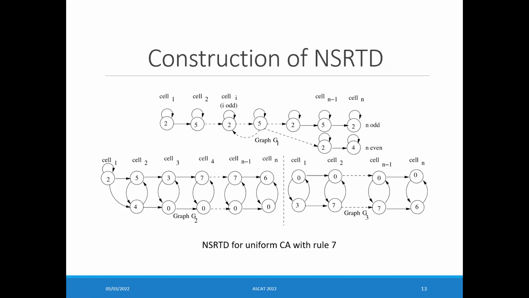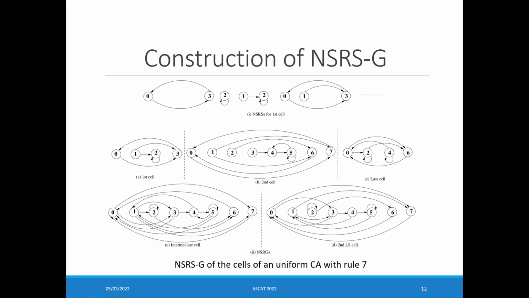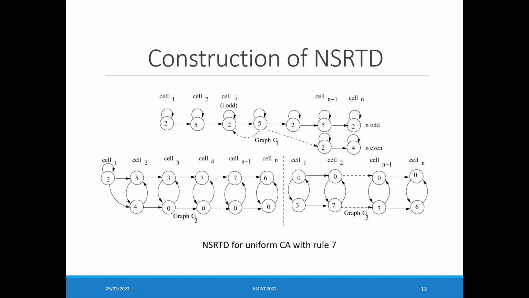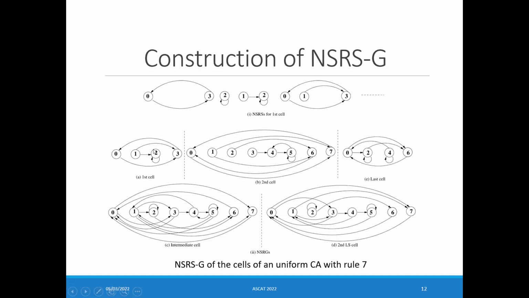And from the NSRSG, we can construct the NSRT diagram. So by finding out the compatibility class as 2, and there is a self-loop in 2, and there is a self-loop in 5. In the first cell, we can identify that there is a self-loop in 2, and in the second cell there is a self-loop in 5.